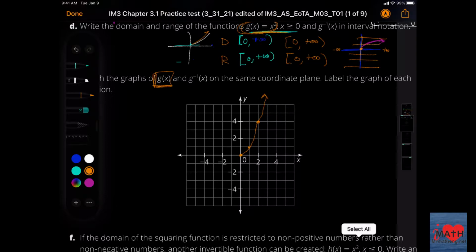And let me actually do the coordinates. I think you'll see this. So 0, 0, 1, 1, 2, 4. Those are the reference points for a quadratic.